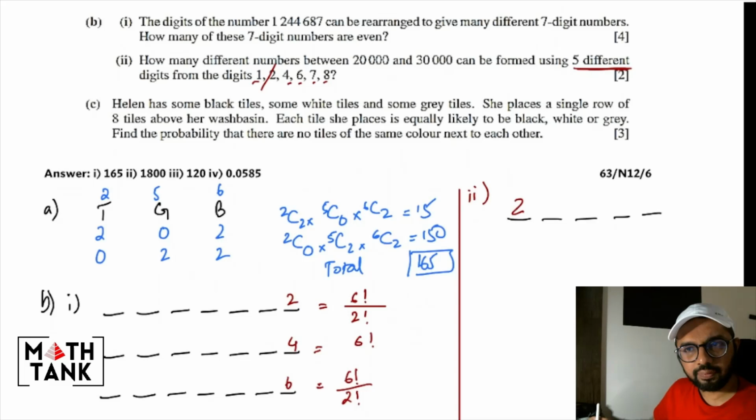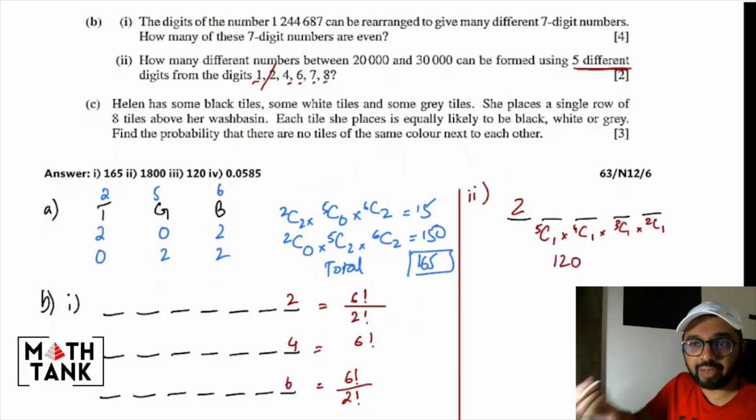There are 5 digits. I have 4 places. I can fill them up like this: 5C1, 4C1, 3C1, and 2C1. Okay, and that should give me 120. I can also say 5C4 into 4 factorial. I'm choosing 4 out of the 5 and I'm arranging them.